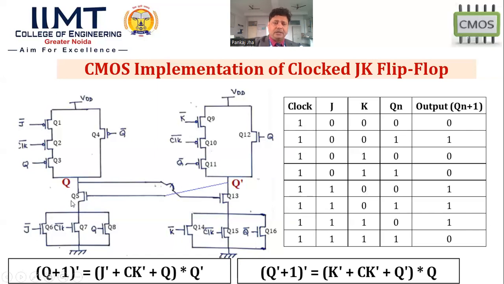Understood? Okay. And what will be the value of Q? Q bar is 0. That means Q4 transistor will be in saturation mode. So this VDD will appear across Q and we will get high output as a result. Okay, understood? So by this circuit, we can implement our CMOS logic design of JK flip-flop.